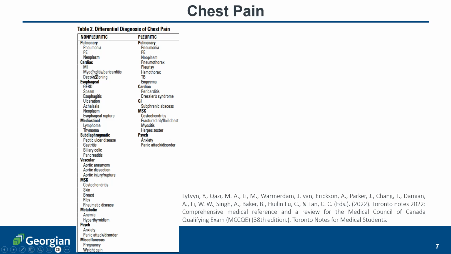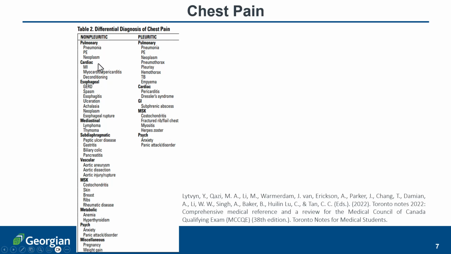Cardiac causes of non-pleuritic chest pain is usually MI. So usually MI is not associated with pain that is related to the breathing. So in the case of MI, it's usually a non-pleuritic chest pain, retrosternal chest pain that might radiate to the left shoulder, left jaw, left arm. Myocarditis, usually non-pleuritic chest pain. Pericarditis could be pleuritic or non-pleuritic chest pain.